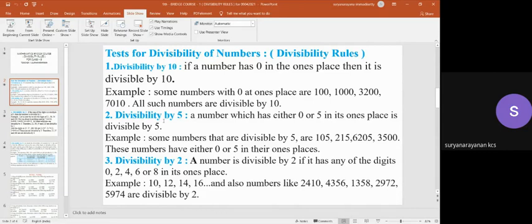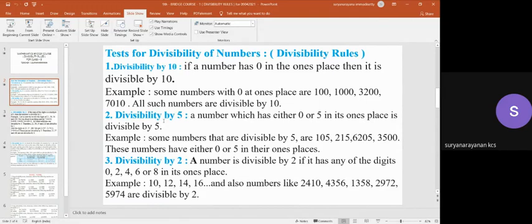Suppose I give you some number, 53. Is this number divisible by 10 or not? No, sir. Why is it not divisible by 10? Sir, because there is no 0 in the ones place. Yes, very good. There is no 0 in the ones place in number 53. That is why that number is not divisible by 10.